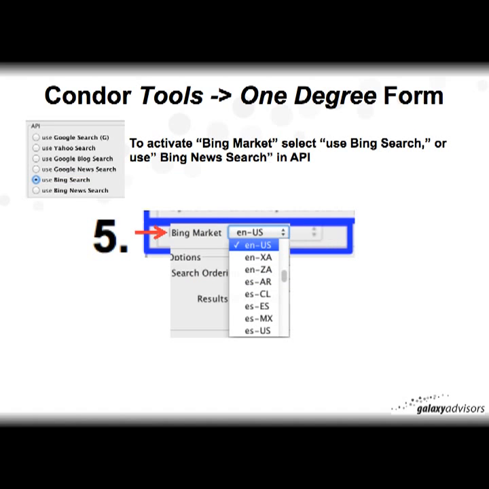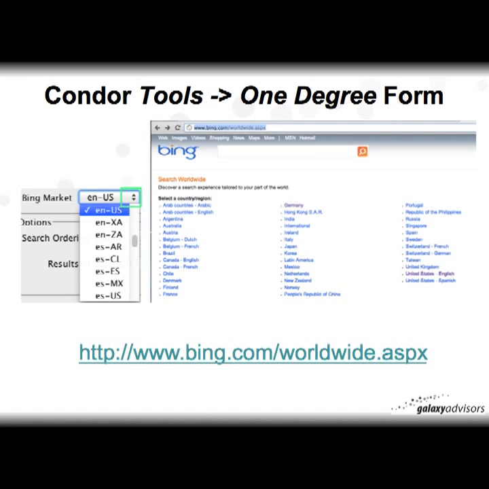The collector tool, Bing, again, has the option number 5. If you select the Bing or Bing News Search, it will activate the Bing market, and you can click on the drop-down box to select your particular market. To find out what the key is, go to www.bing.com/worldwide.aspx, that URL, and that will give you the key to those abbreviations of those world markets.